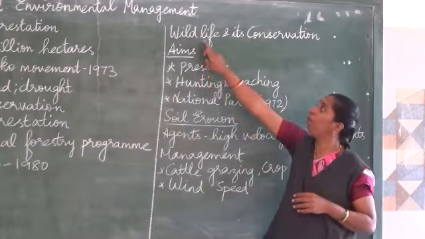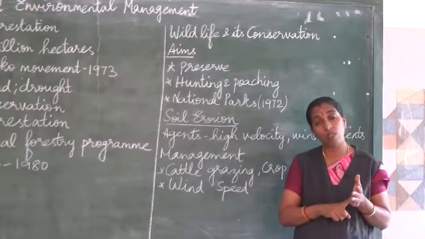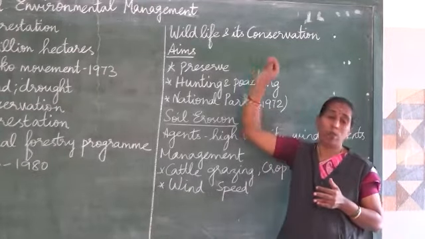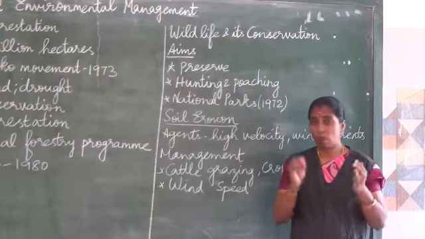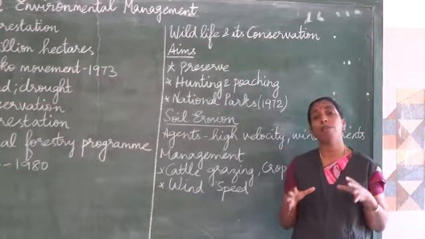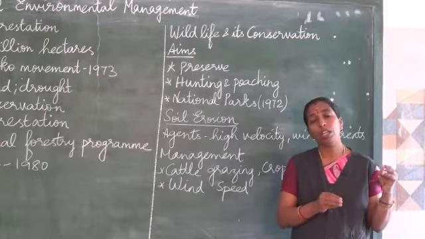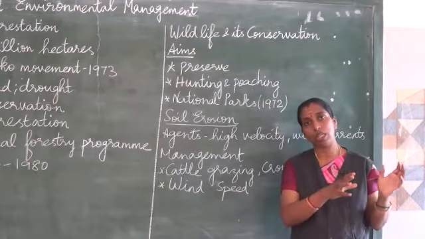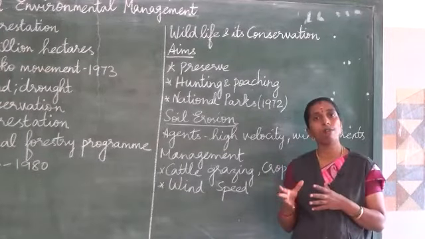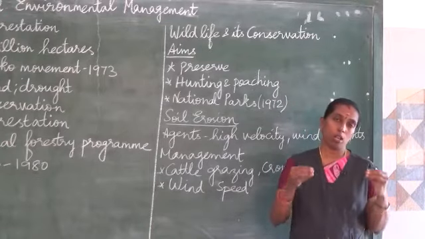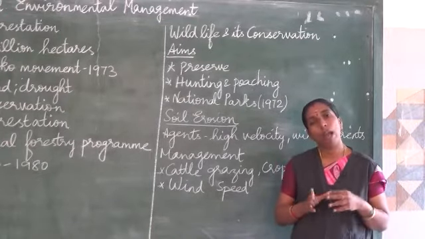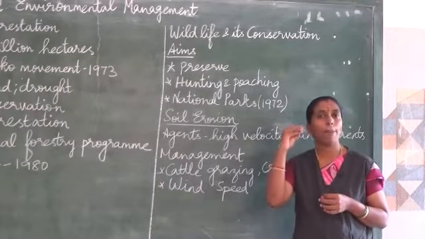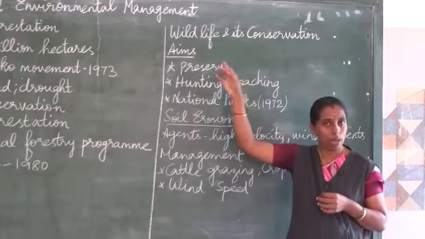So wildlife is a great source of genetic diversity and biological diversity. Wildlife is rich in flora and fauna. Flora includes the plants; the goddess of plants is called Flora, so it is concerned with plants. Fauna means the goddess of animals, so it is related to animals. Wildlife is rich in plants and animals, and not only plants and animals, all the microorganisms also come under wildlife.